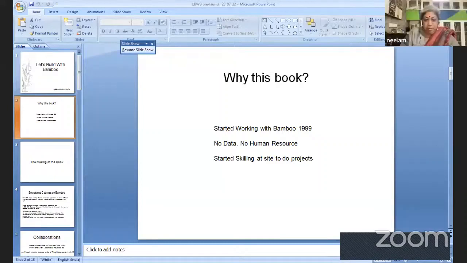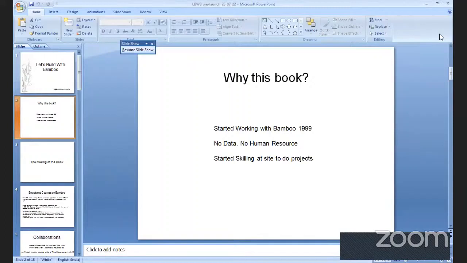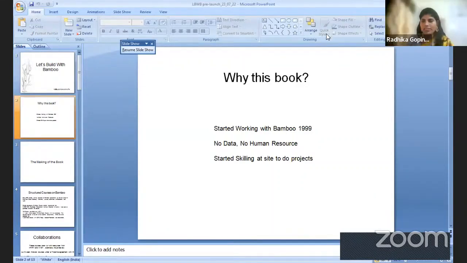Radhika, I'm not able to concentrate on what I'm speaking. Yes, we are doing it. You can mute all of them from your side. Yes, sir. We'll do that.